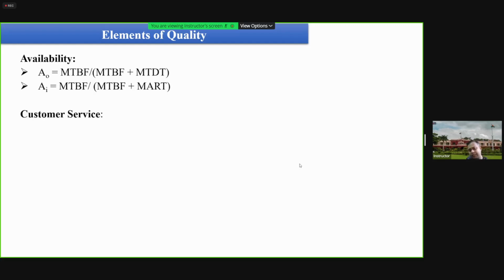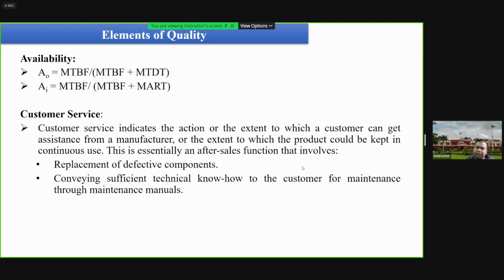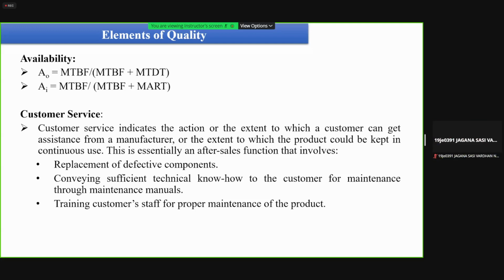Another element is customer service. Customer service is the extent to which we are able to fulfill the requirements of customers for their issues after the product has been put into use, and whatever issues they are facing, whether we are able to provide a solution or not. So although the major three elements can be considered as quality of design, conformance and performance, availability and customer service are also important.